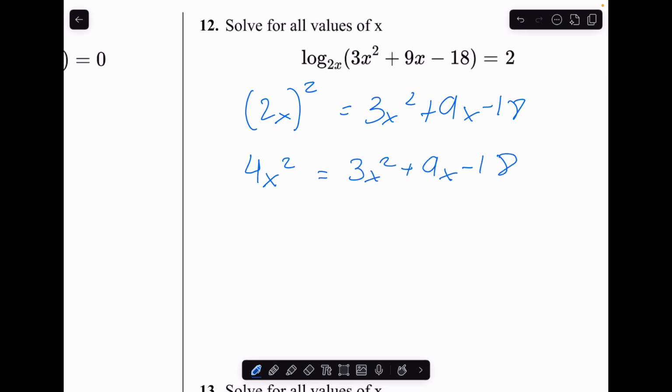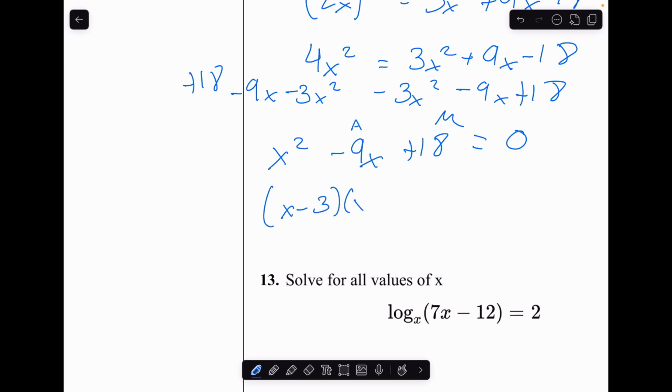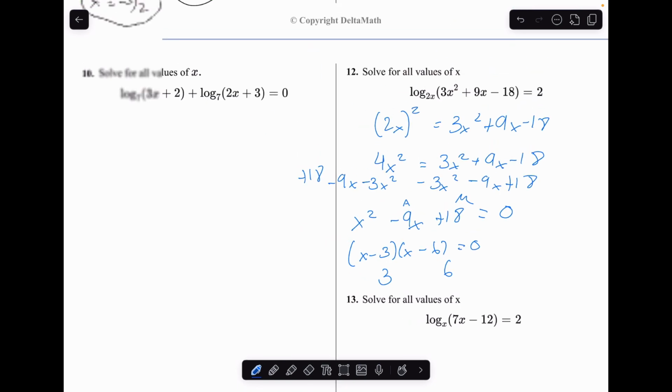Again, we've got a quadratic, so let's get everything on the same side. In this case, I'm going to move everything over here because I want to keep that leading coefficient positive. So we do minus 9x plus 18. Then we end up with 0 over here, and we get x squared minus 9x plus 18. This is a nice and easy one to factor. What multiplies to this and adds to this? It's going to be x minus 3 and x minus 6. We set those equal to 0, and we get 3 and 6 as our possible solutions.